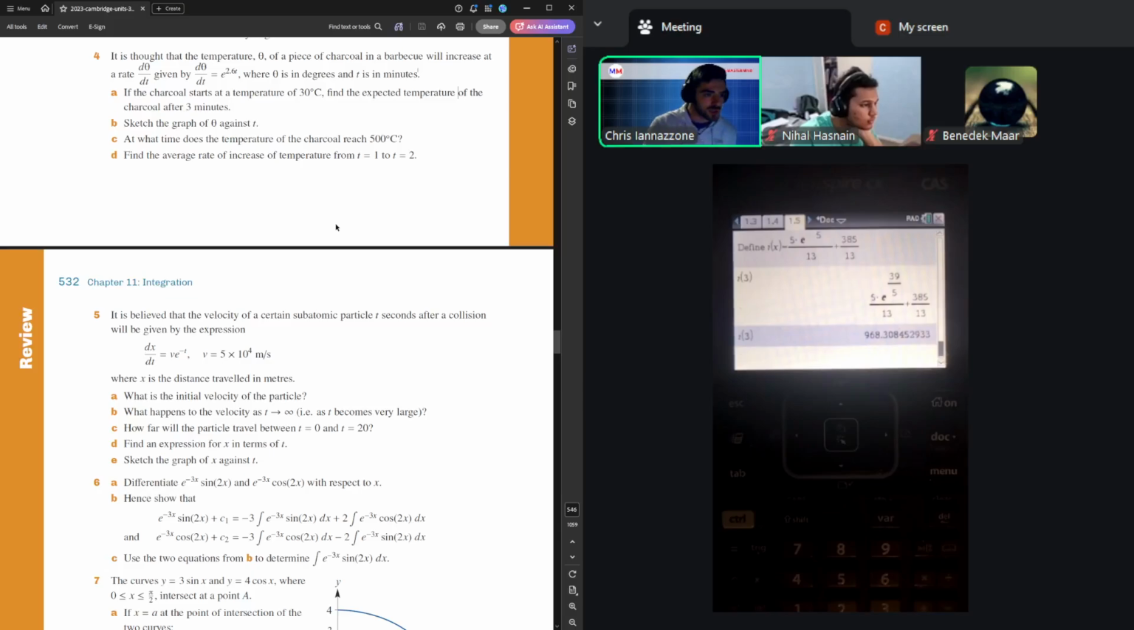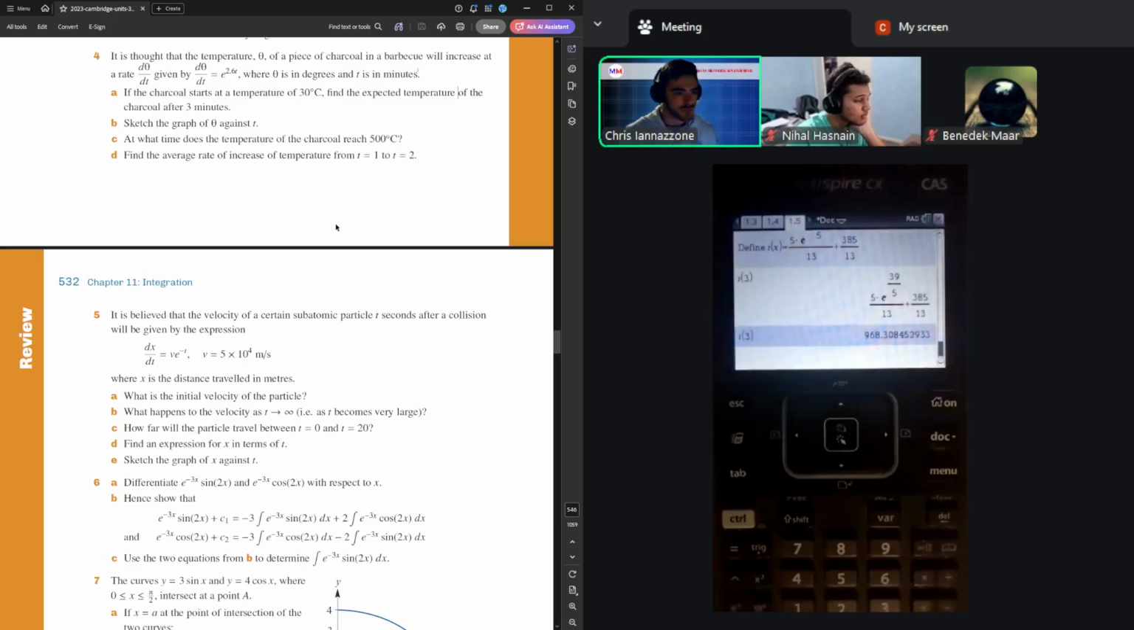That's probably the most natural way of solving this. Are there any questions about that? 4a, find the expected temperature after 3 minutes.